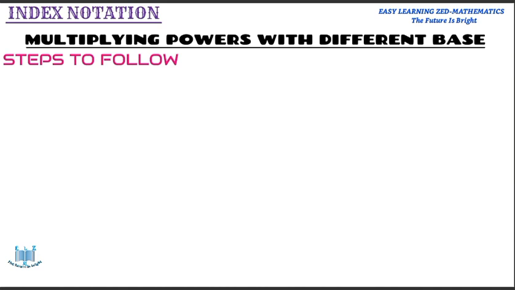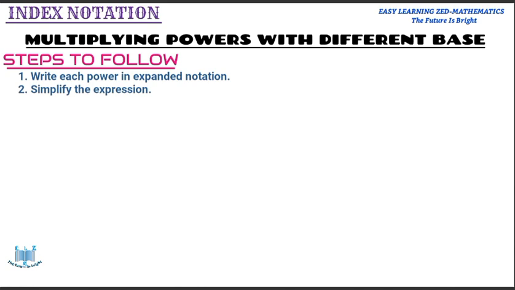Let me start by sharing the steps that you need to follow when multiplying powers with different bases. The first step is to write each power in expanded notation. That's the first thing you need to do. The next thing you need to do is simplify the expression. Once you have written the powers in expanded notation, just simplify the expression. These are the two most important steps you need to take when you're multiplying powers with different bases. Now let me show you how you can multiply powers with different bases.